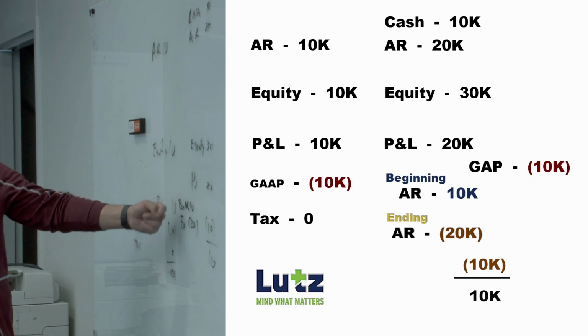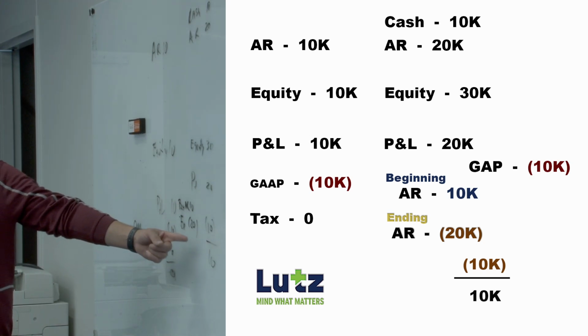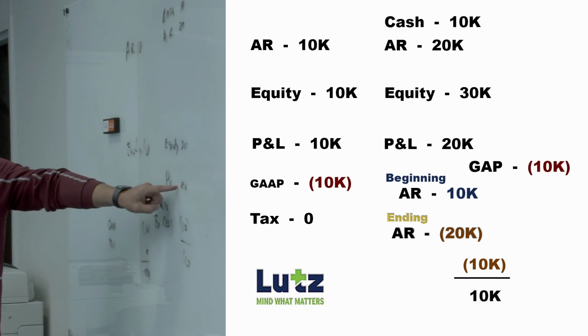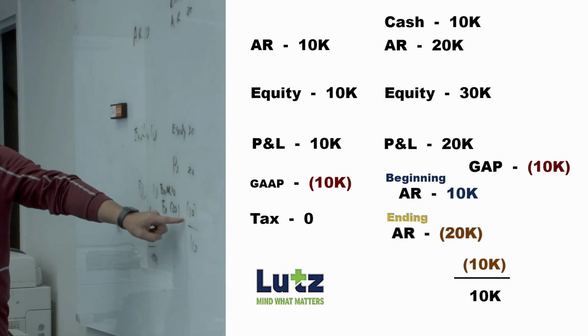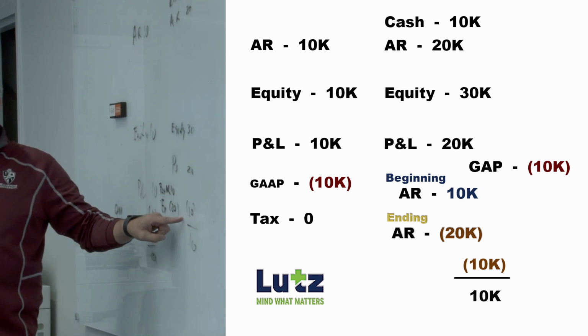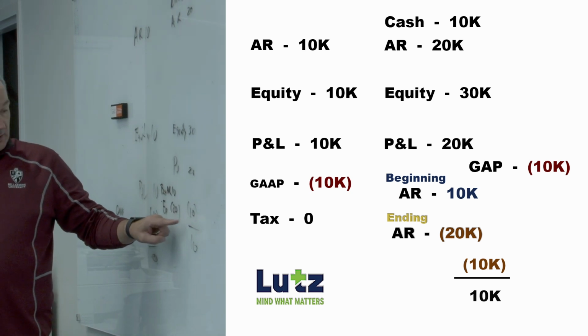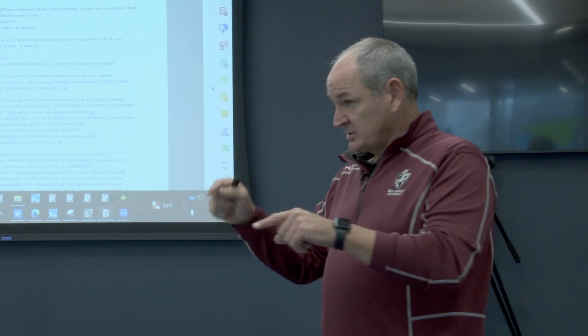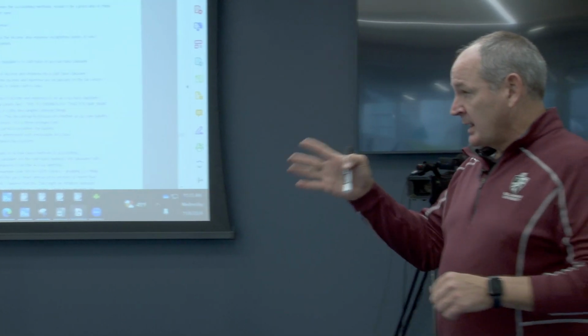So 10 minus 20 is how much? Minus 10. Negative 10. My beginning P&L was 20. My M1, or my timing difference, because I have a different accounting method for tax than I do for GAAP, gives me negative 10, end at 10. So stupid question, Connor. How much cash is on that ending balance sheet? 10,000. So you can see how this M1 allows you to say, this is how much cash I harvested, and that's how much I'm taxed on.